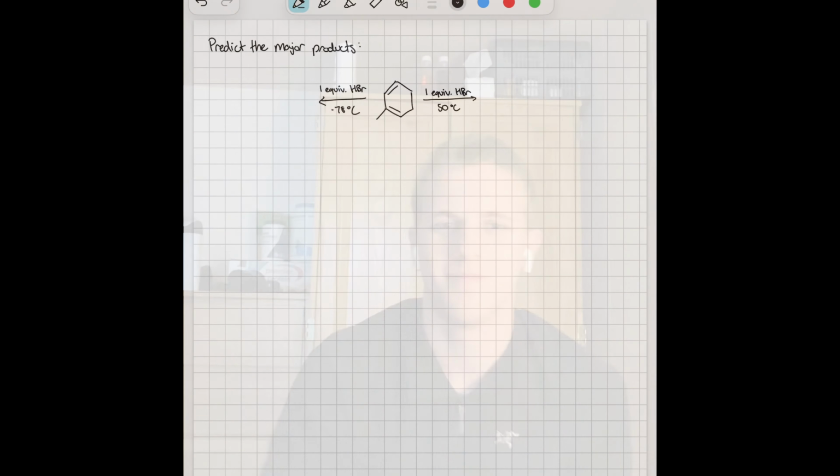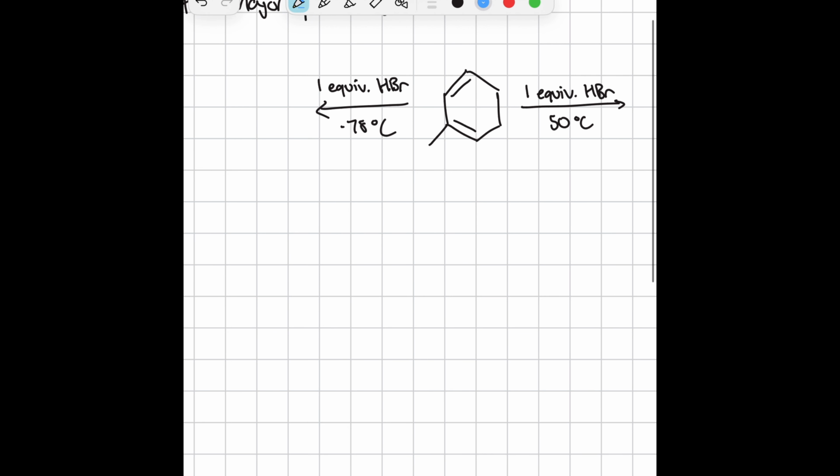So, thank you. All right, so this question gives us a conjugated diene and asks us to predict the major products with two different reactions: with one equivalent HBr reacted at a low temperature and then reacted at a high temperature. So let's start with the low temperature. Since this is negative 78 degrees Celsius, we know that is going to favor the kinetic product, which is a product that goes through the most stable carbocation.